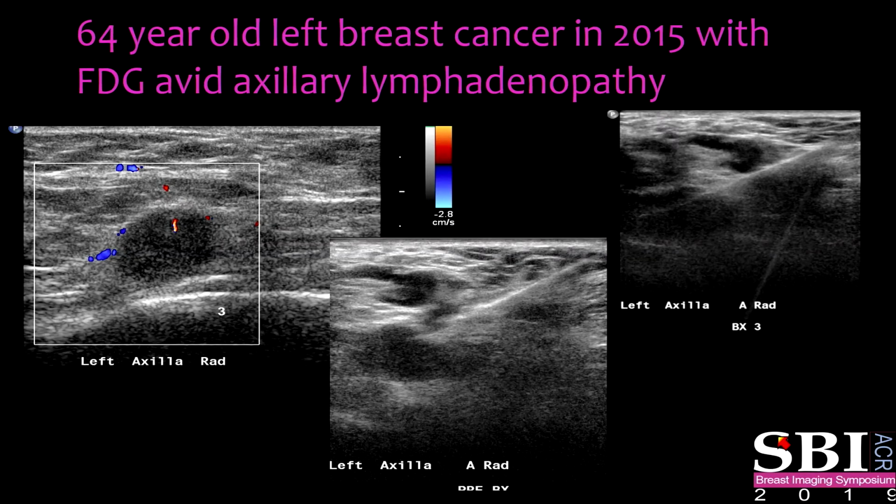So here's an example. There's a 64-year-old patient who had cancer in 2015, and patient presented with a FDG-avid axillary lymphadenopathy. We did an ultrasound, and we identified this abnormal axillary lymph node and decided to do a biopsy on this one. And as you can see, this is the needle here pre-biopsy, and the needle here after the biopsy was taken. And a throw needle was used over here.